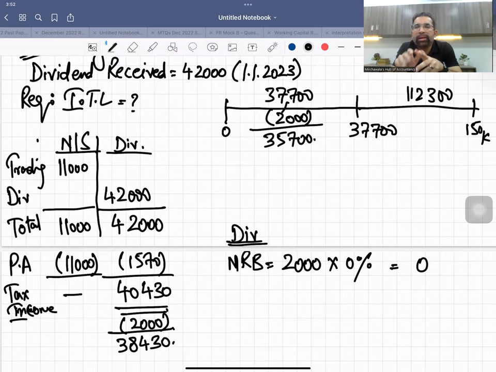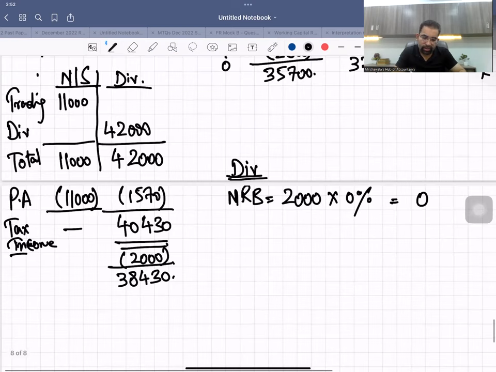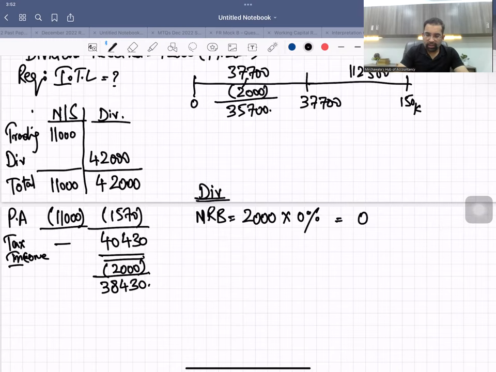Okay, so how to calculate normal tax? How much is the income? The income is 38,430. You will pick this income and you'll knock on the first band, and then the first band capacity is now only 35,700. So your income is 38,430, but your capacity is only 35,700.